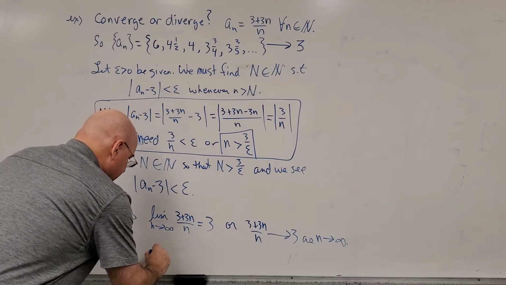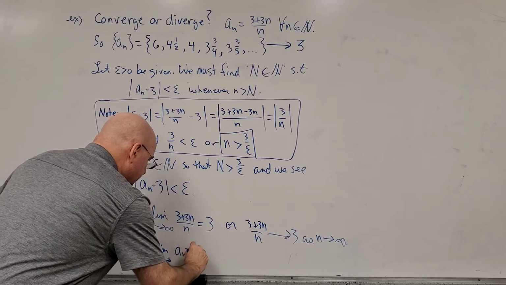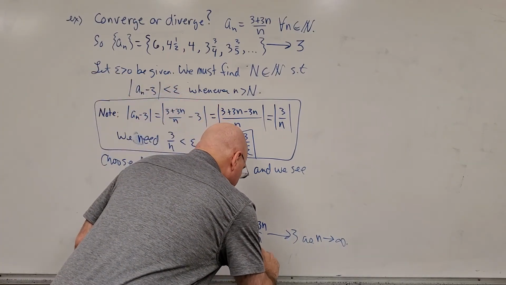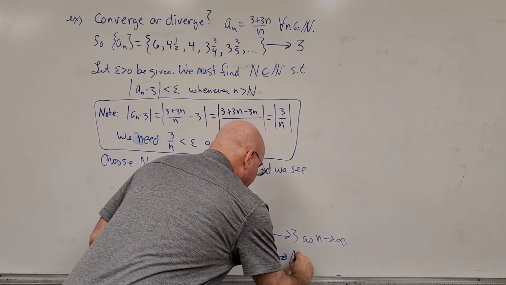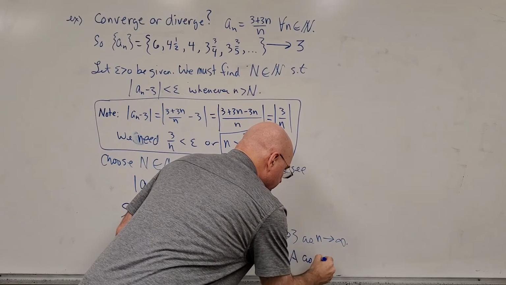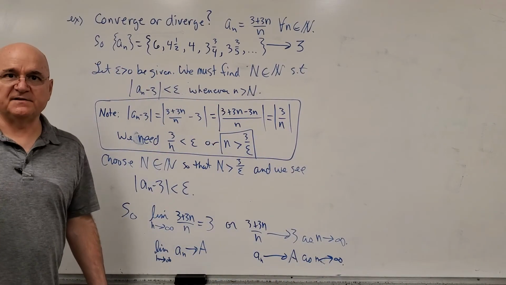Again, this is like saying the limit as n goes to infinity of a_n goes to capital A. And over here we have a_n goes to a as n goes to infinity. That's the end of section 1.1.